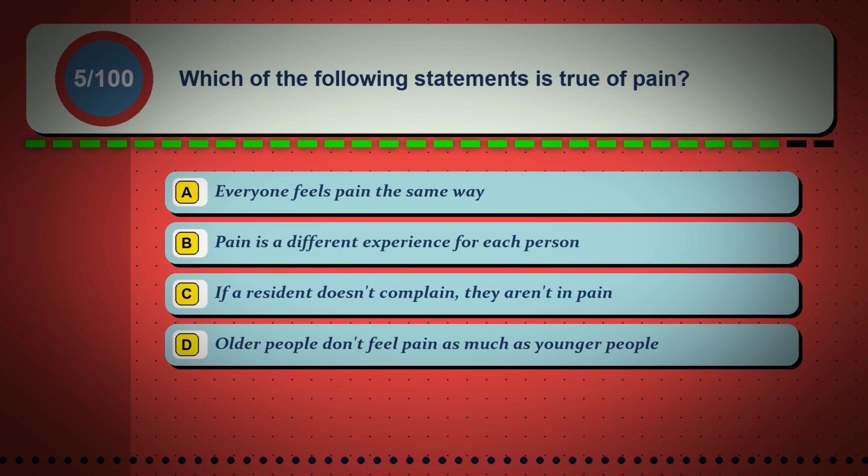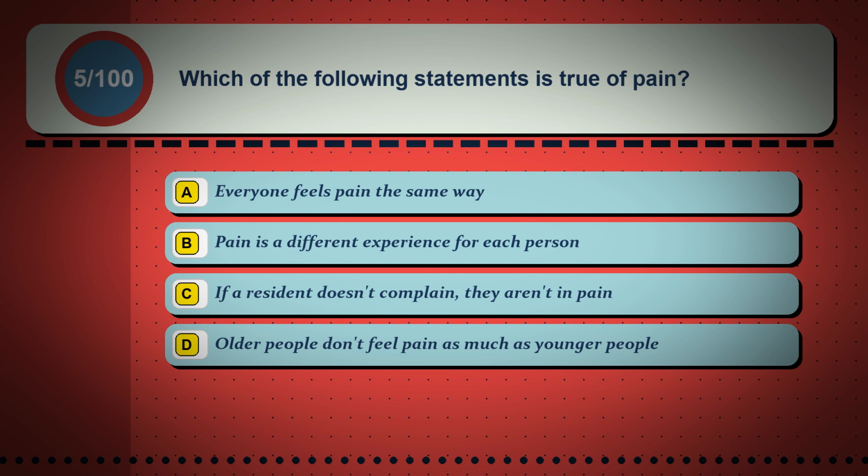Question 5. Which of the following statements is true of pain? Option A. Everyone feels pain the same way. Option B. Pain is a different experience for each person. Option C. If a resident doesn't complain, they aren't in pain. Option D. Older people don't feel pain as much as younger people.